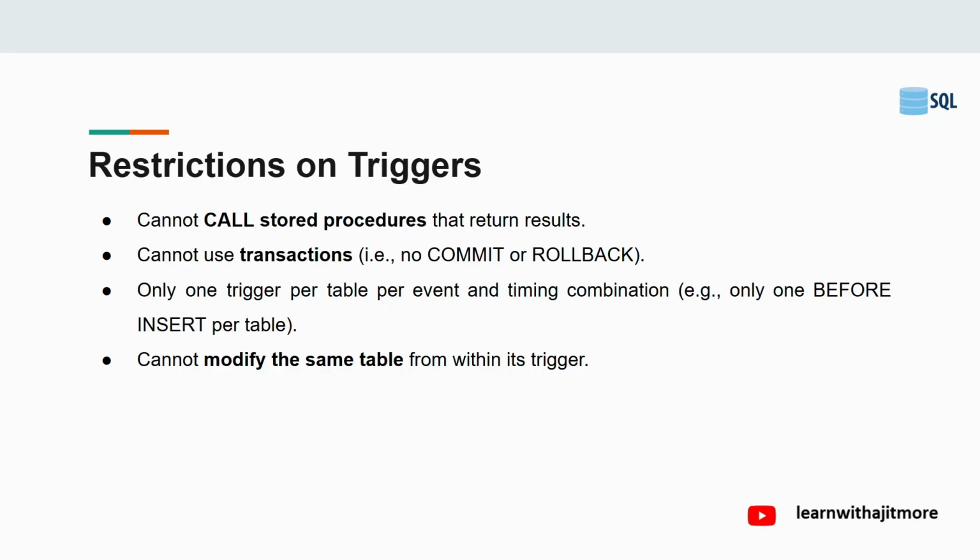So you cannot modify the same table from within its trigger, because within the trigger body, if you try to modify the table, it will keep calling the same trigger again and again. It will go into recursion. Okay, so that was all about triggers.